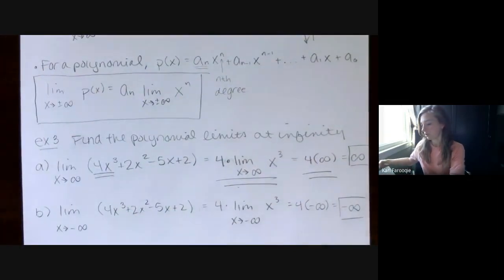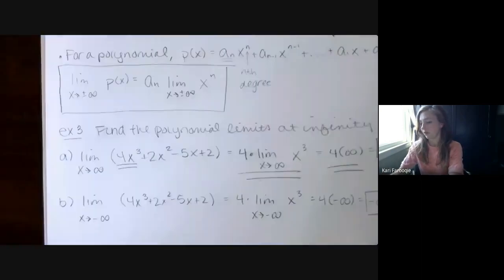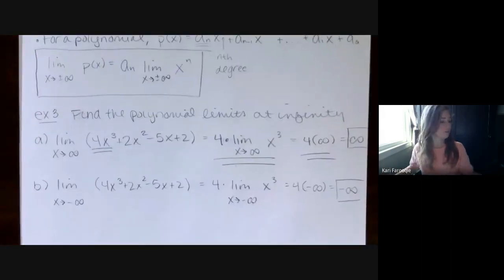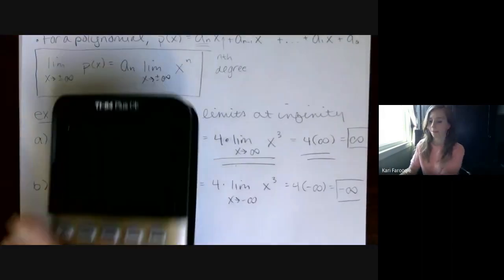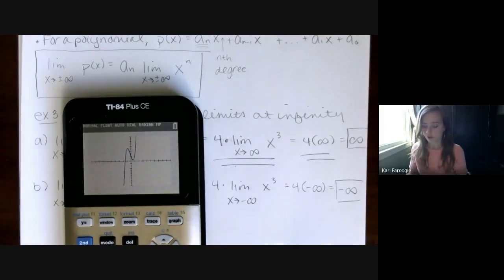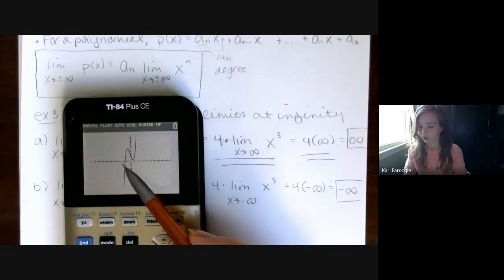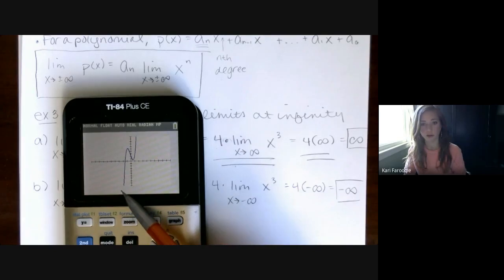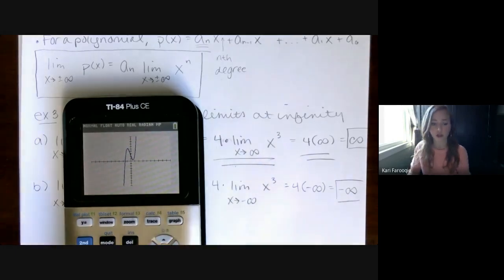And again, this is something that you can verify on your graphing calculator. I already have the function graphed. And you can see that as x moves over to the left, the y values continually head downward. That's why your limit is negative infinity. The end behavior is that the function values approach negative infinity.